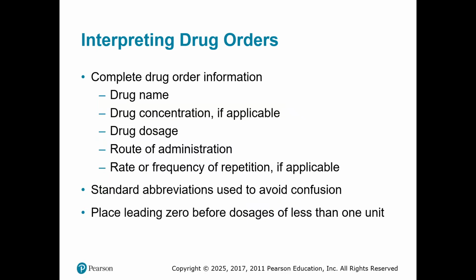Placing leading zeros before dosages of less than 1 unit. So I want to give 0.03 milligrams of epi. Well, that's not really good. I can. Yeah, you could use that. So we don't need that 0 in front of it. That's what they're leading at, but anyway.